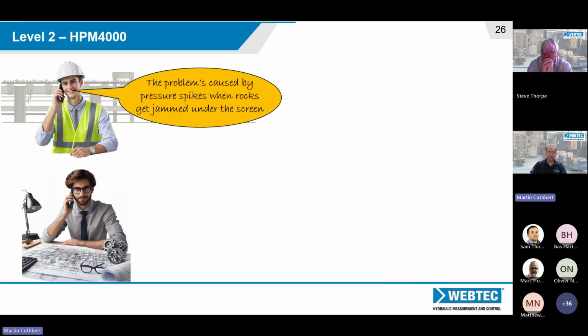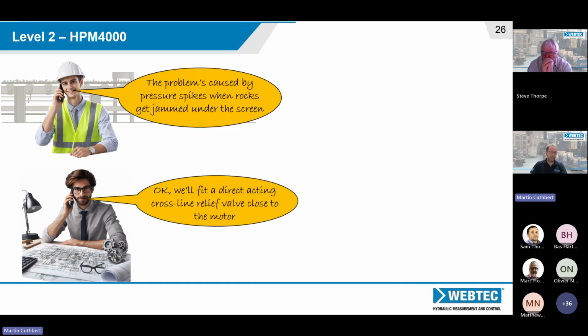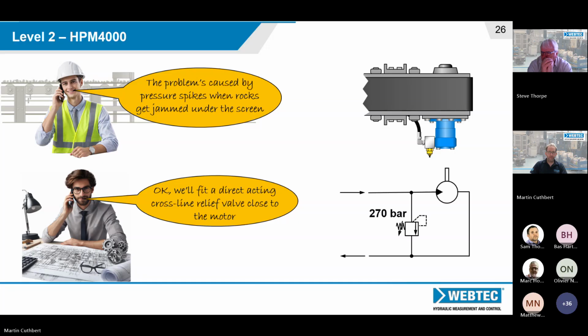So he's realized the problem's caused by pressure spikes when rocks get jammed under the screen. You can see that from the data on the data logger. And Declan's gone, okay, we'll fit a direct acting cross-line relief valve very close to the motor. So that's what they've done there. They've set that 10 bar below the motor maximum pressure just to protect it.